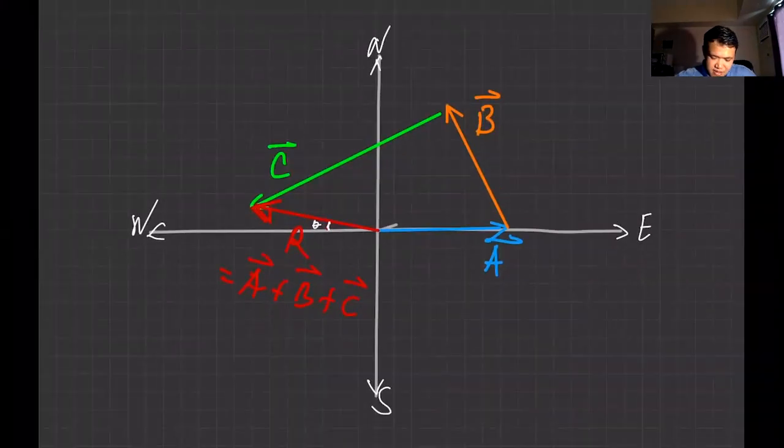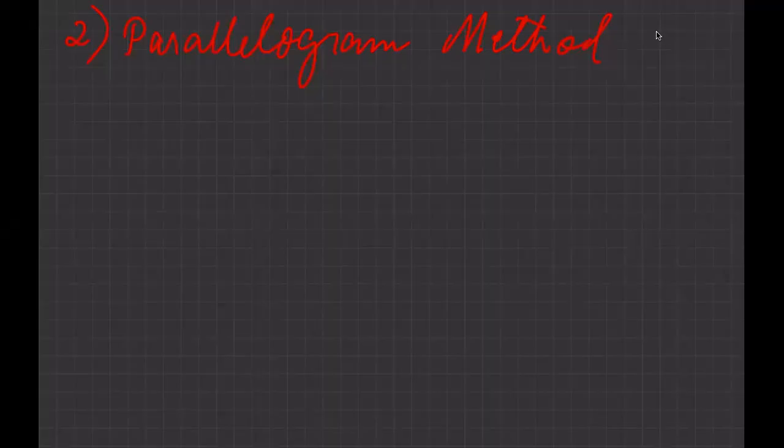Okay, so let's now discuss the second method of vector addition, and that is the parallelogram method. Okay, let's go to the next board. Okay, so for method number 2, parallelogram method, what you're going to do is basically draw a parallelogram. So I'll show you with an example.